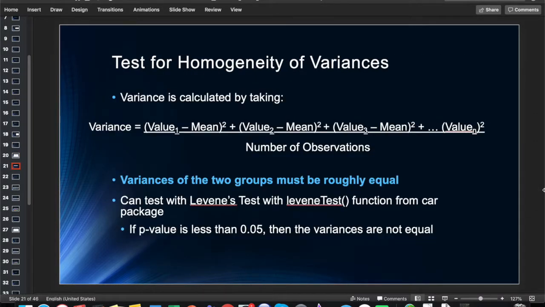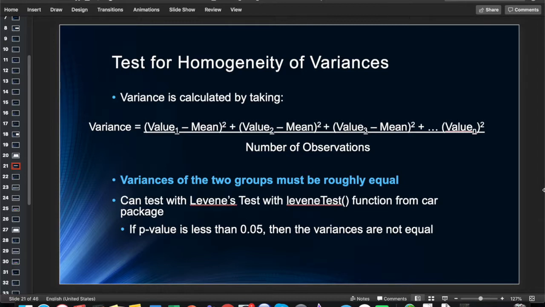So that is the normality assumption. We have to either have over 30 observations or we have to have normal data. That's the first assumption for a t-test. The next one is homogeneity of variances. We went over the standard deviation a couple of weeks ago. The standard deviation is looking at the spread of your data.